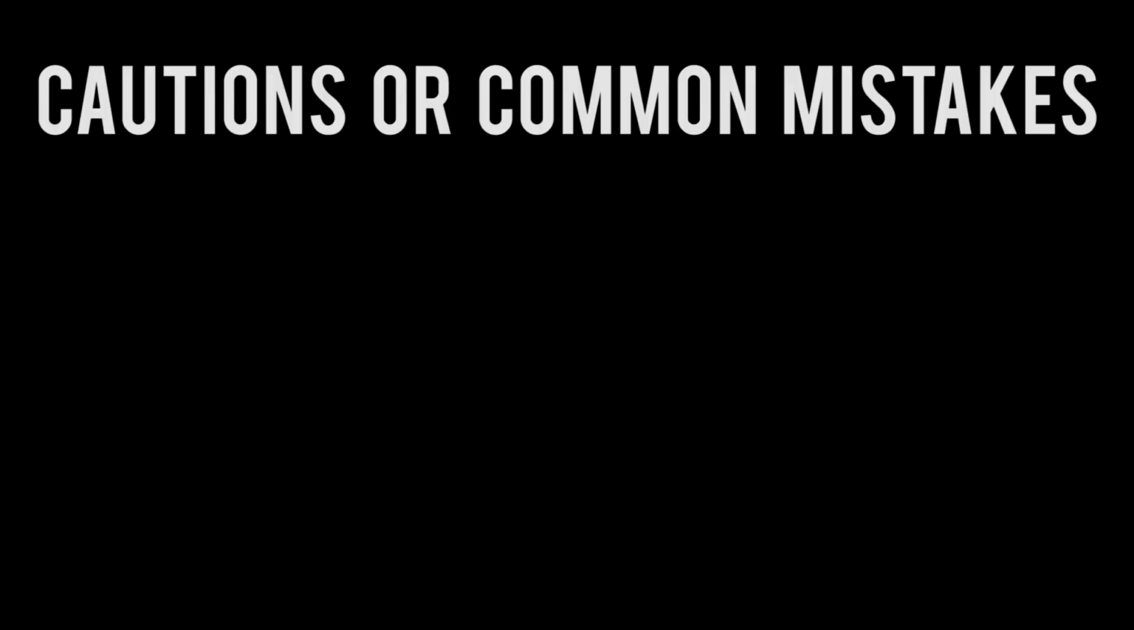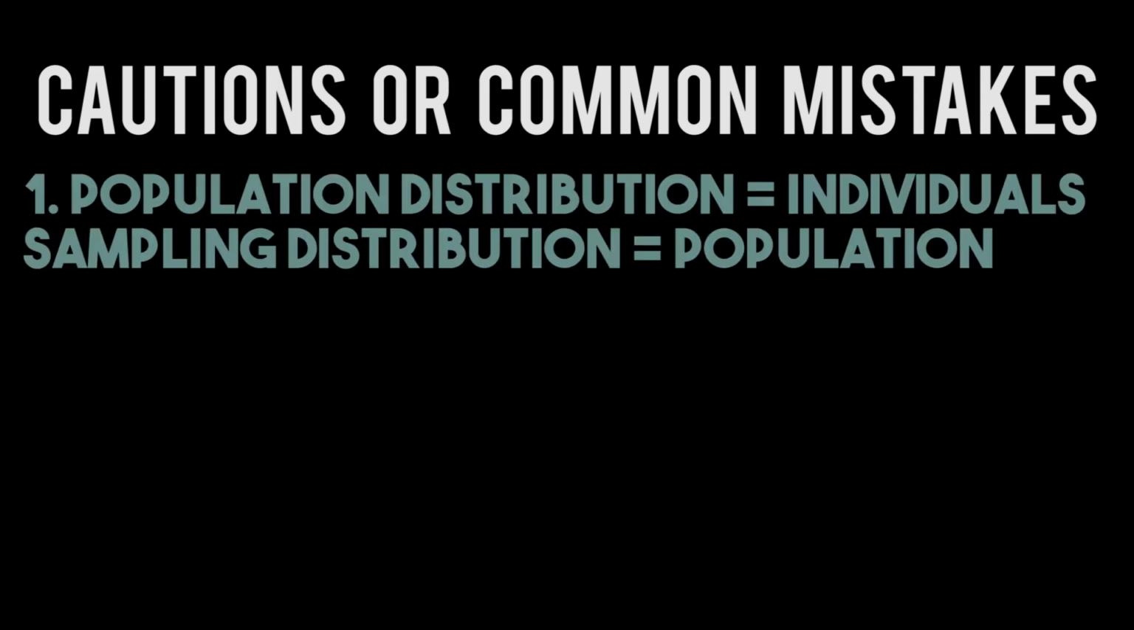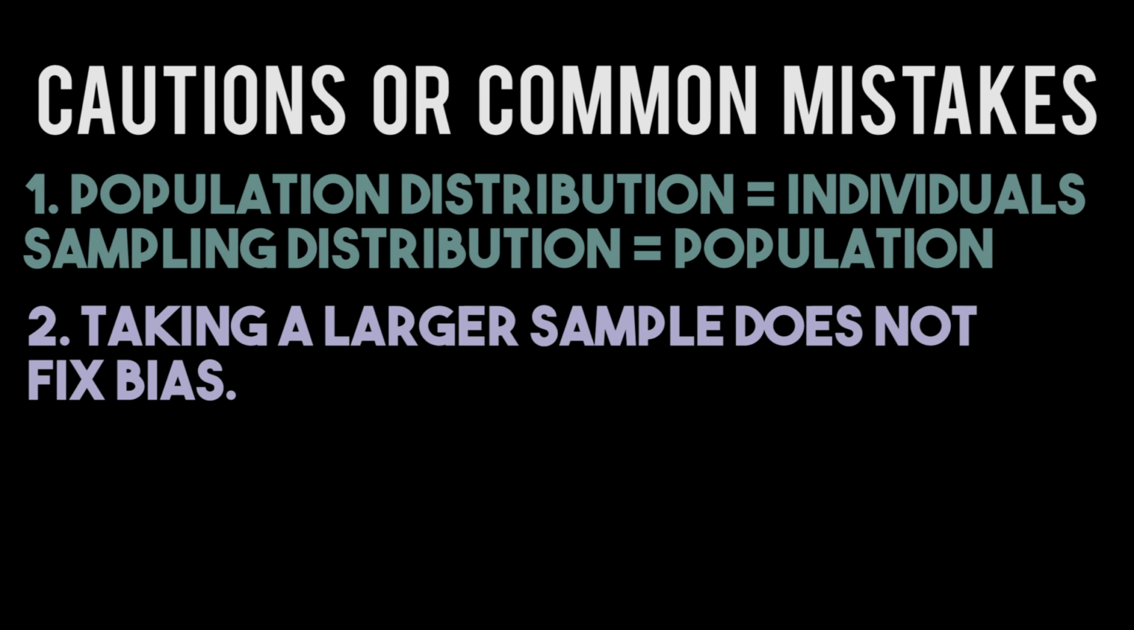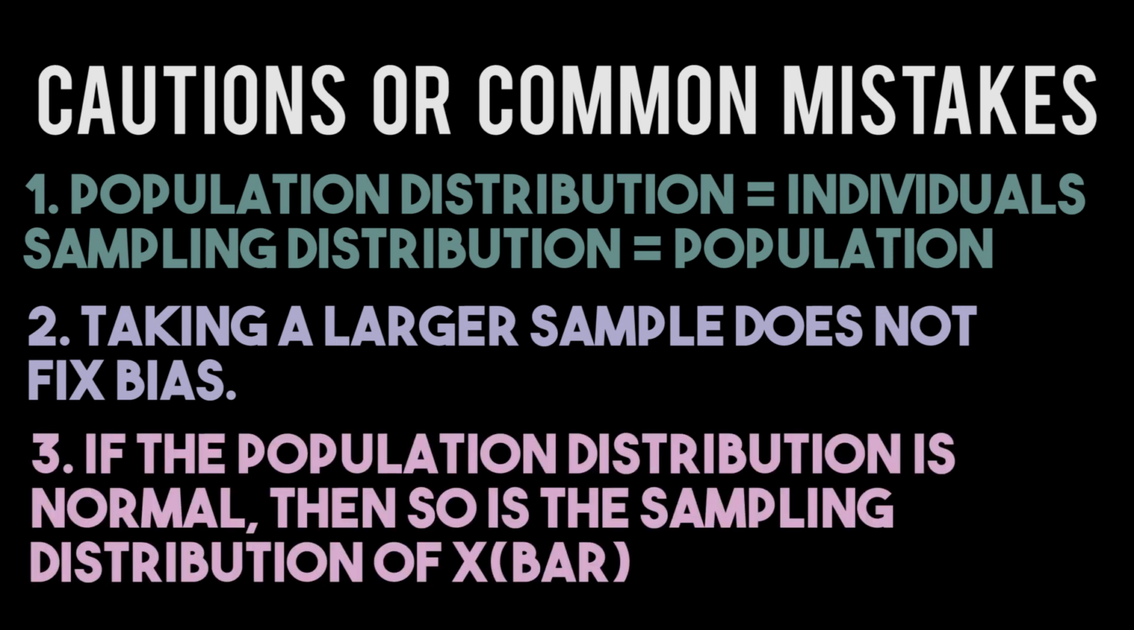Here are some cautions or common mistakes when answering problems on sampling distributions. 1. Population distribution and the distribution of sample data describe individuals. A sampling distribution describes how a statistic varies in many samples from the population. Use pictures of sampling and population distributions and describe the differences. 2. Taking a larger sample does not fix bias. A large sample of a voluntary response or convenience sample would still be worthless because of bias. 3. If the population distribution is normal, then so is the sampling distribution of x bar no matter what the sample size is.